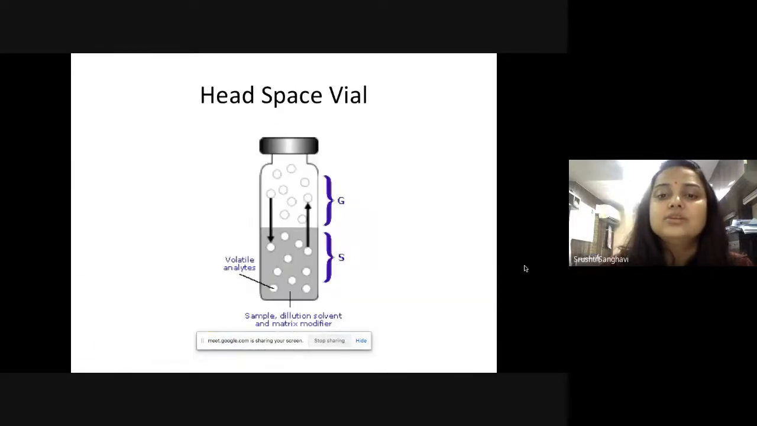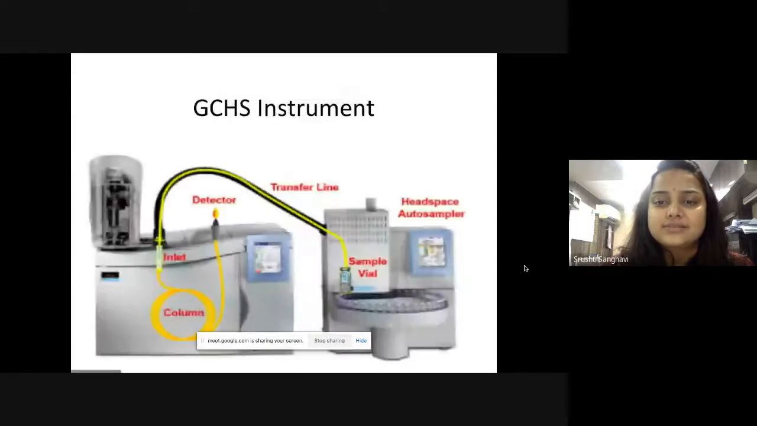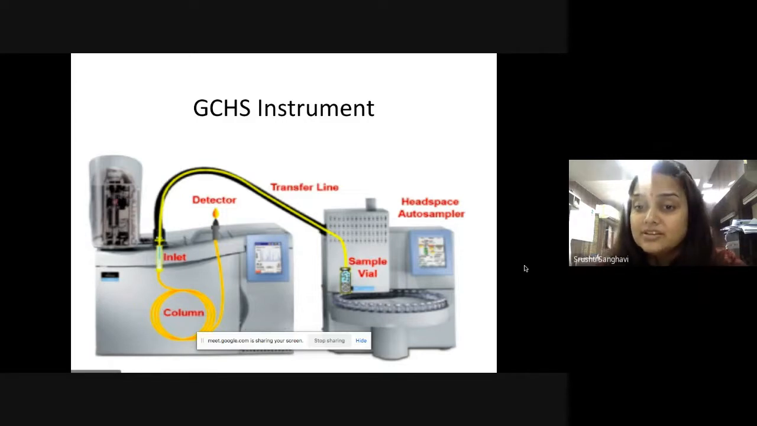In that, you can put in these individual headspace vials. They are heated, all the volatile components come up, and they are taken up again by another injector. Then with the help of a transfer line, it goes from the headspace autosampler into the GC instrument. Again, it enters the inlet, it enters the column, that is where the separation actually occurs, and then it is detected in the detector and put out as a chromatogram.